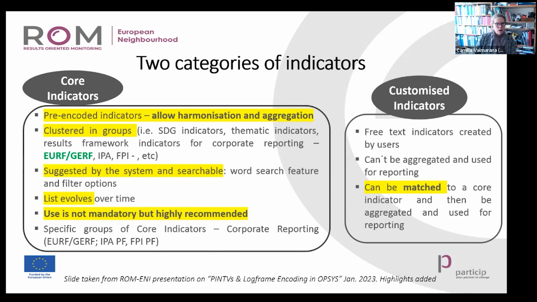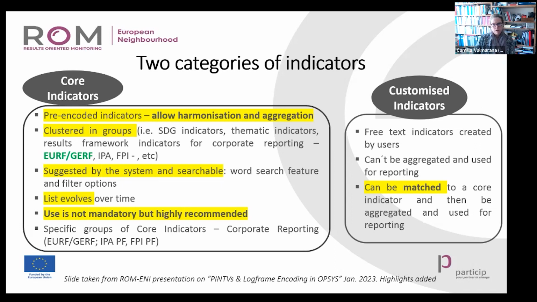This slide comes from a presentation that was done by our Romy and I colleagues, and it shows that there are basically two categories of indicators. So we have the core indicators, which include among them the corporate indicators. By corporate, we mean EURF indicators, GERF indicators, or EPA. The advantage of these indicators is that they are pre-encoded in OPSIS, allow for harmonization, for aggregation. They are suggested by the system. They can be searched. The list evolves over time. We will see this. And of course, use is not mandatory, but highly recommended.